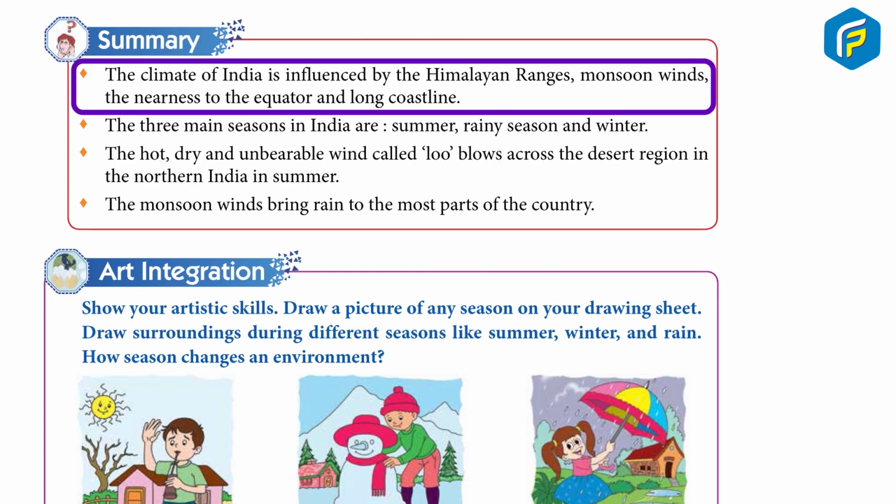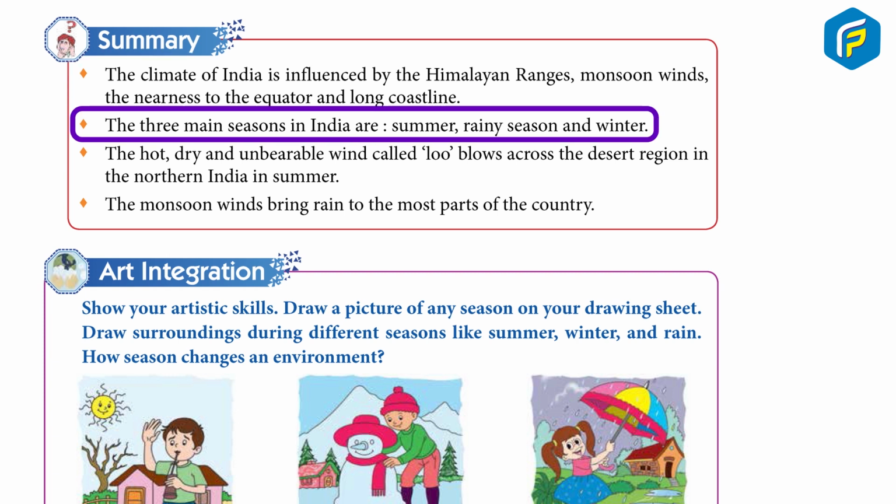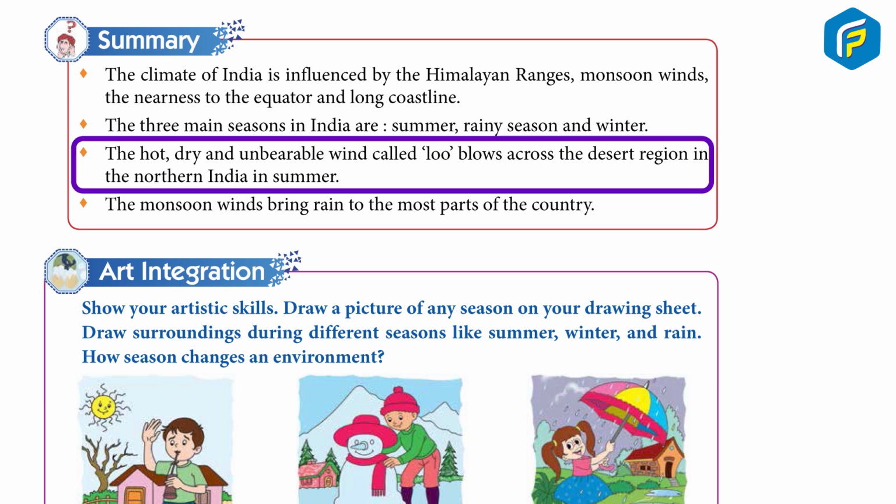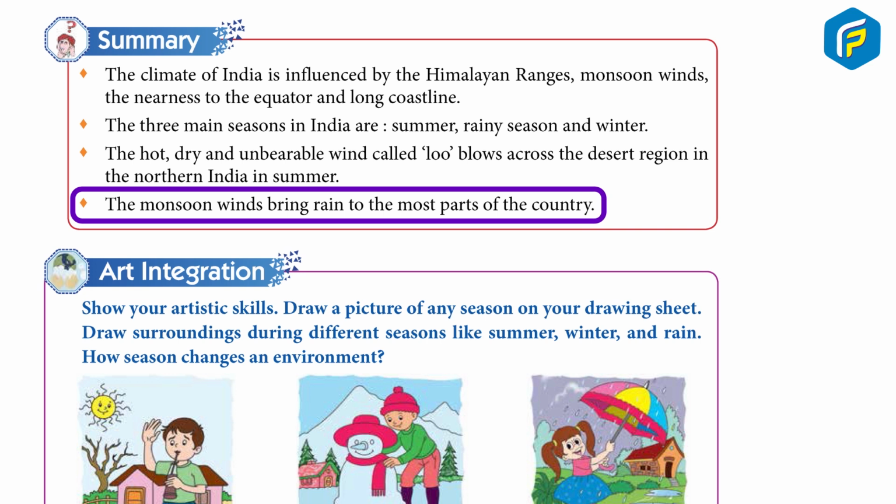Summary. The climate of India is influenced by the Himalaya ranges, monsoon winds, the nearness of the equator and the long coastline. The three main seasons in India are summer, rainy season and winter. The hot, dry and unbearable wind called Lu blows across the desert region in northern India in summer. The monsoon winds bring rain to most parts of the country.